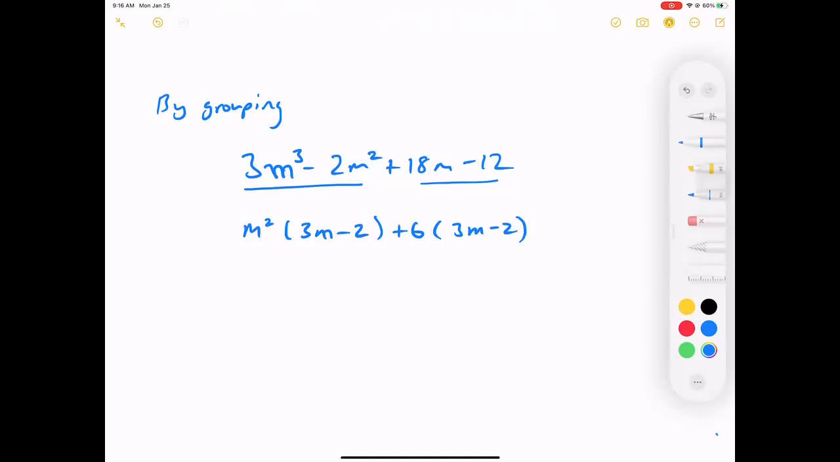Okay, we factor what we could from our two groups, the front group and the back group. Now, here's what I want you guys to notice, is that we both have a 3m minus 2 now. So we are going to factor out the 3m minus 2. Very similar to what we did before when we just factored out an x, but now we're going to factor out the whole group, 3m minus 2. If I factor out 3m minus 2, we have left over m squared plus 6.